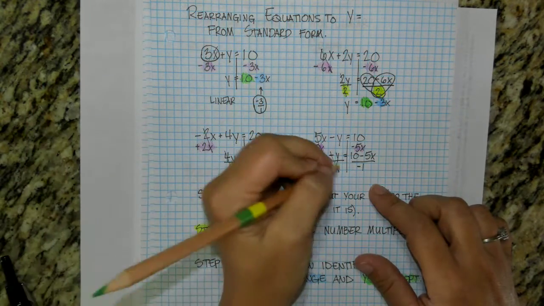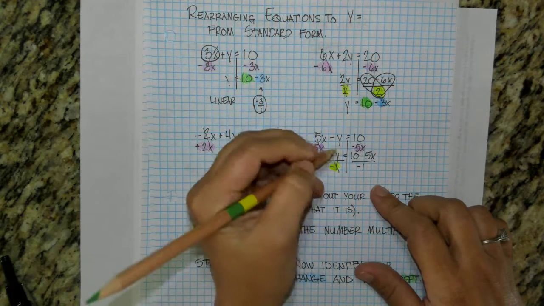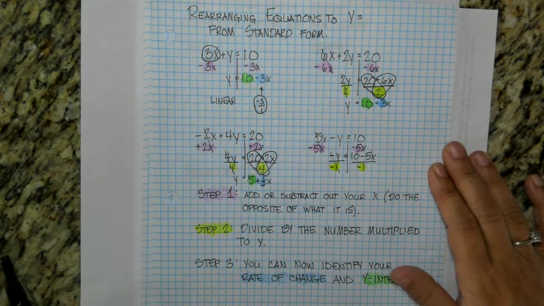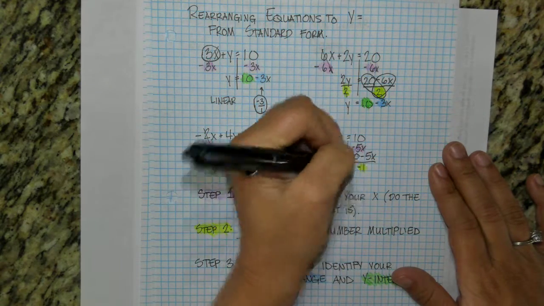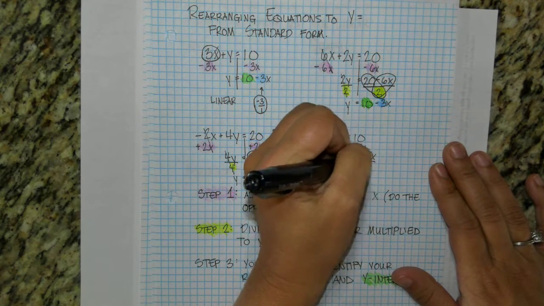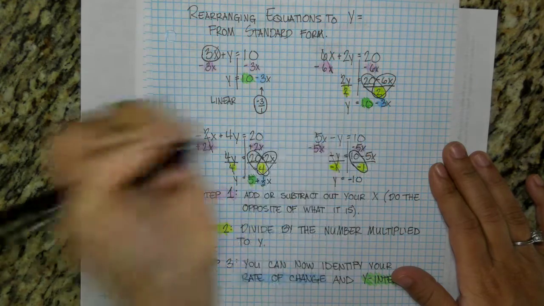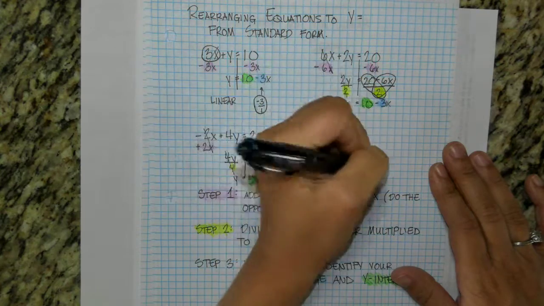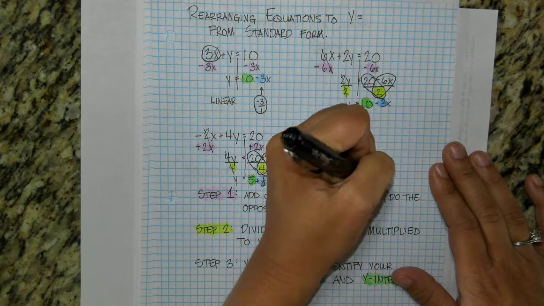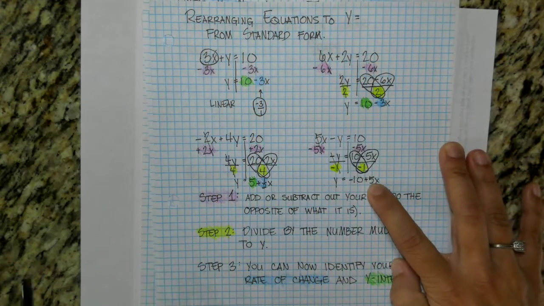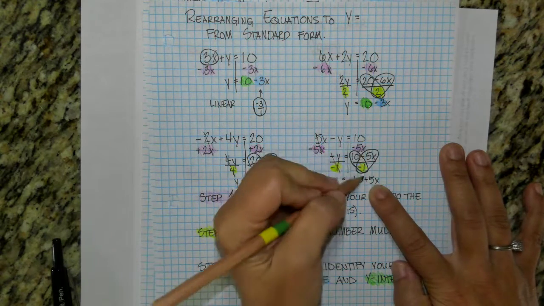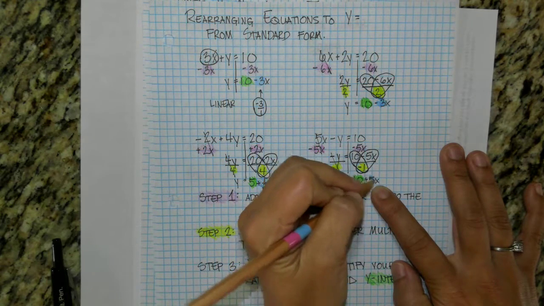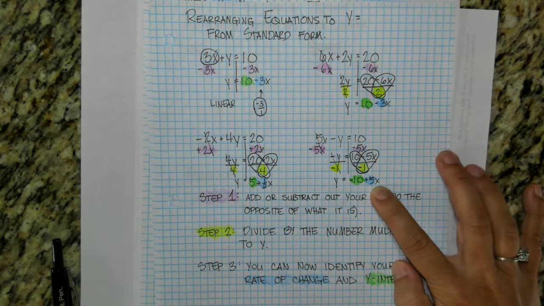So that's step 2. Dividing by our number that's multiplied to y, and in this case it's multiplied by negative 1. And we end up with y equals 10 divided by negative 1 gives us the opposite of 10, which is negative 10. And negative 5x divided by negative 1 gives us the opposite of that, which gives us a positive 5x. So now I can see in this that I started my equation at negative 10, and I'm having a constant rate of change of 5, so therefore it is linear.